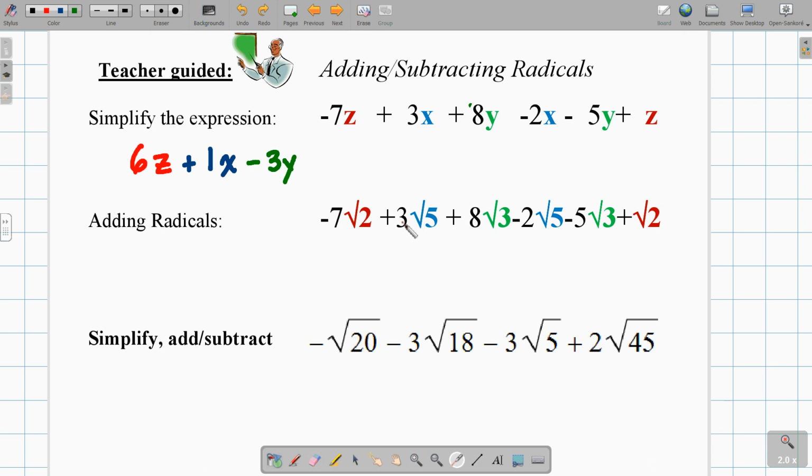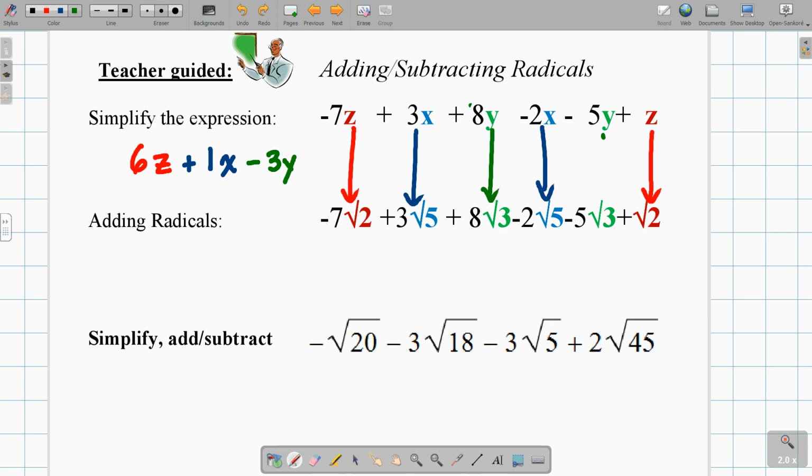Let's underline. We have a root 2 here, and we have a root 2 here. That's like our z's. Underline them. That's negative 7 root 2 plus, that's technically a 1 root 2. So I end up with 6 root 2. You don't touch the radicals, just like nothing changed with the variable.